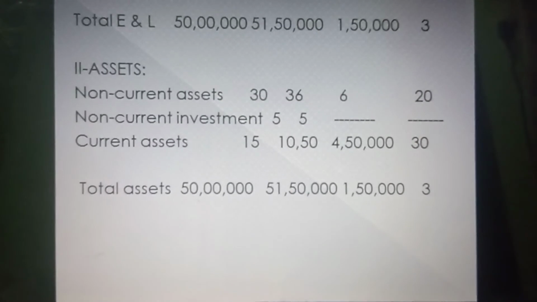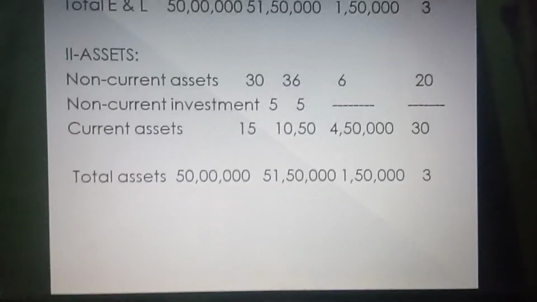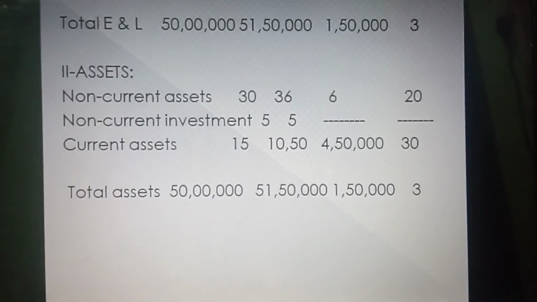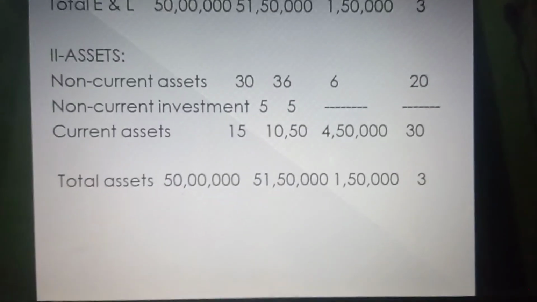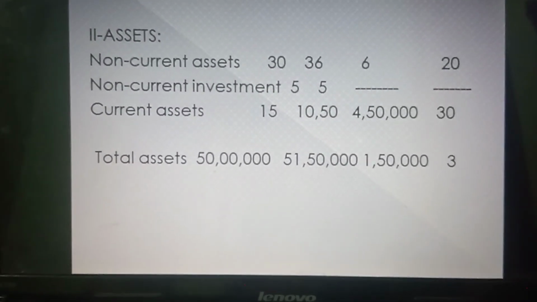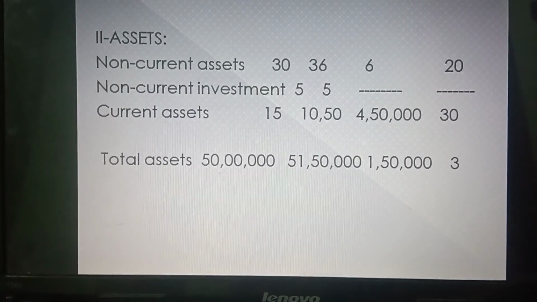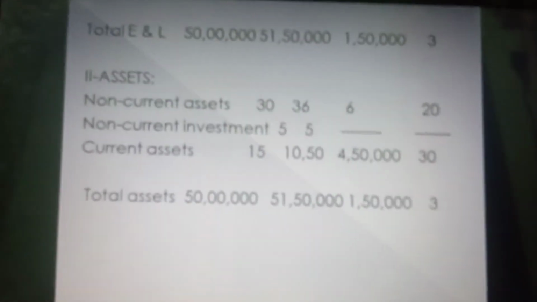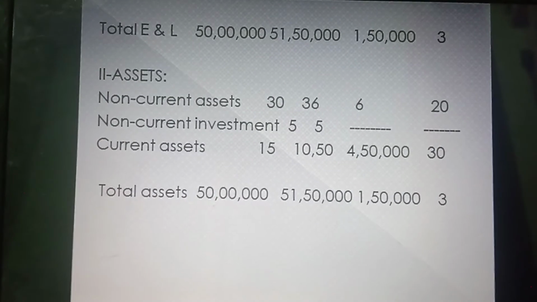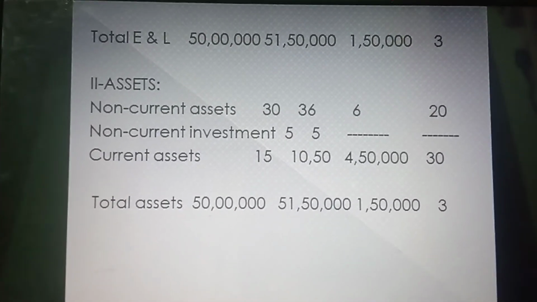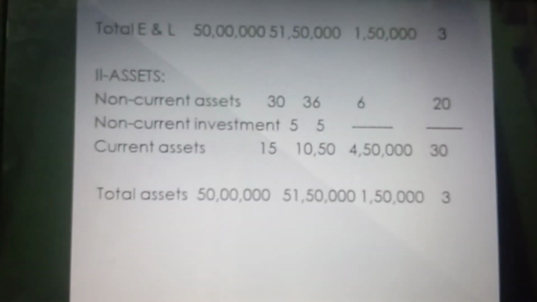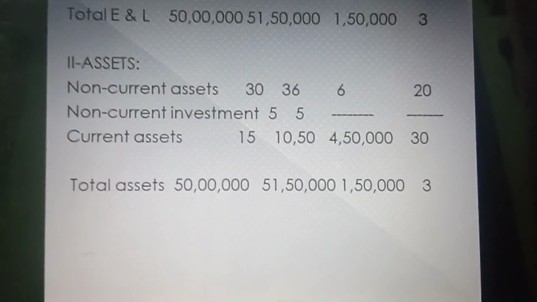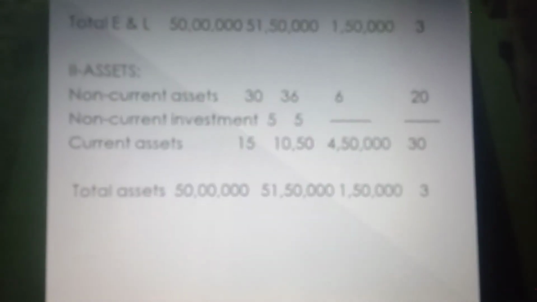Now move to the B column, that is for the assets. As you can see, the non-current assets are 30 lakh in 2014. And in 2015, the non-current assets are 36 lakh. So you can see there is an absolute change of plus 6 lakh. Okay, so you can see there is a positive relationship. Again, by applying the formula, we will get 20% here. That is the change in percentage.